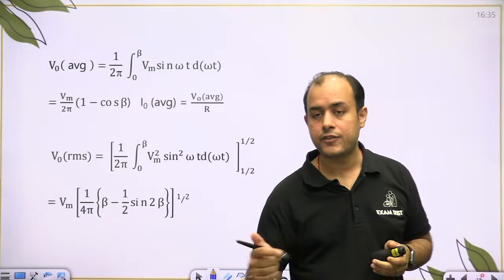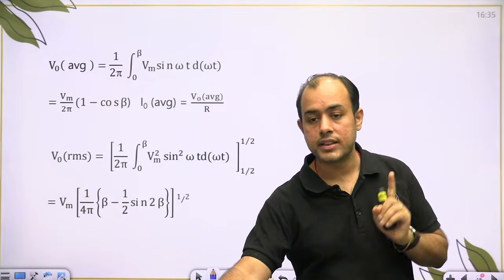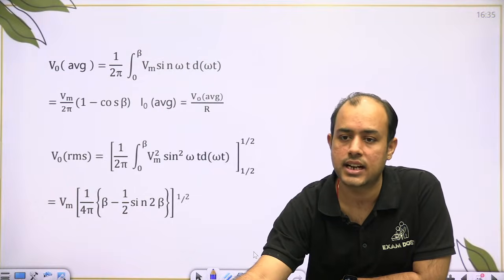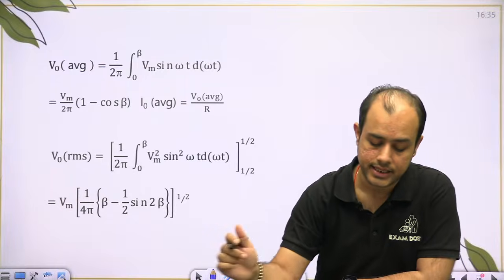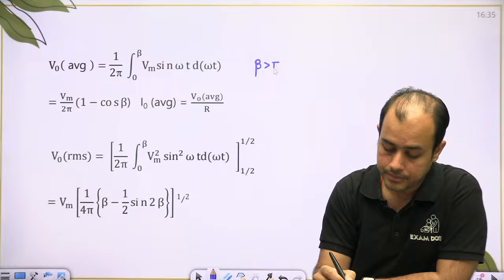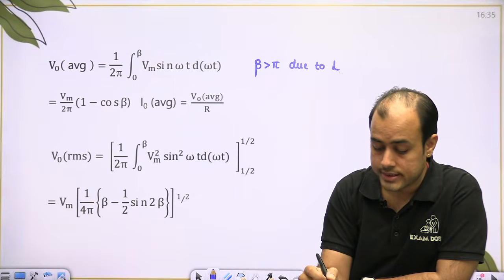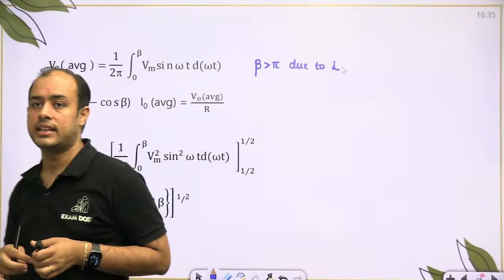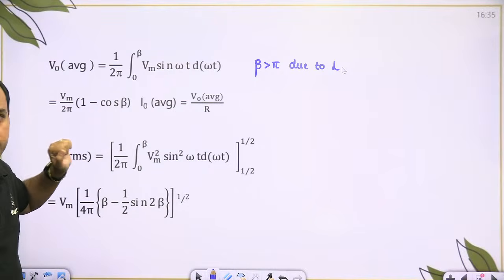I will integrate from 0 to beta while computing average, because I understand that conduction continues beyond pi. तो मैं 0 से बीटा तक इंटीग्रेट करूंगा, where beta is more than pi due to inductor. So what do you understand here? That inductor increases the extinction angle. Now this is the average output voltage by integration.